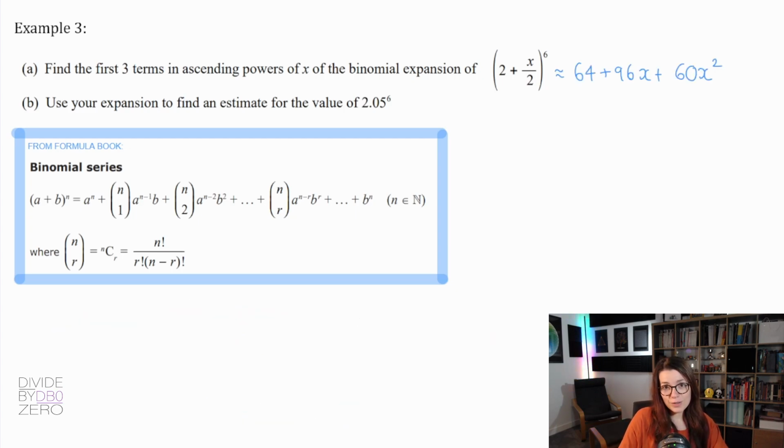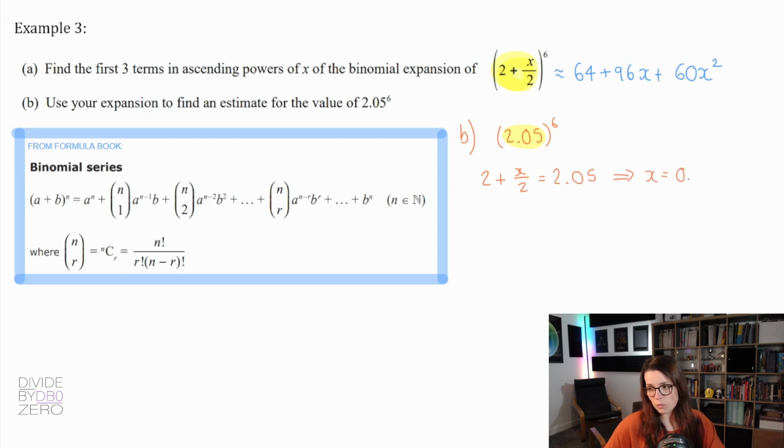Part B, we're going to use that answer to find an estimate for the value of 2.05 to the power of 6. Now, on first glance, it might not look relevant, but if I write 2.05 to the power of 6 underneath the algebraic expression, hopefully you can see then that we could set 2.05 equal to 2 plus x over 2, and then we'd be talking about the same idea. So let's do that and solve for x.